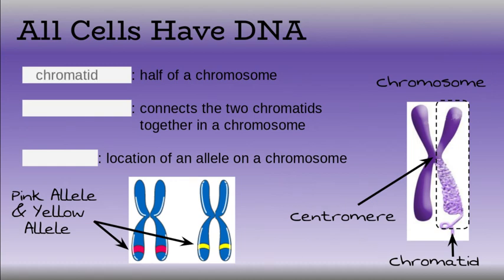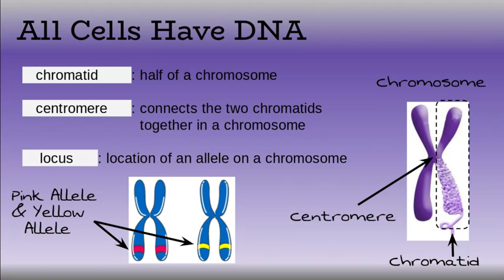When we look at a chromosome, it has two halves. So in this picture here on the right, you can see the X-shaped chromosome, and it's made out of two halves that we call a chromatid. These chromatids are connected at a point that we call the centromere. It's like the center of the X.